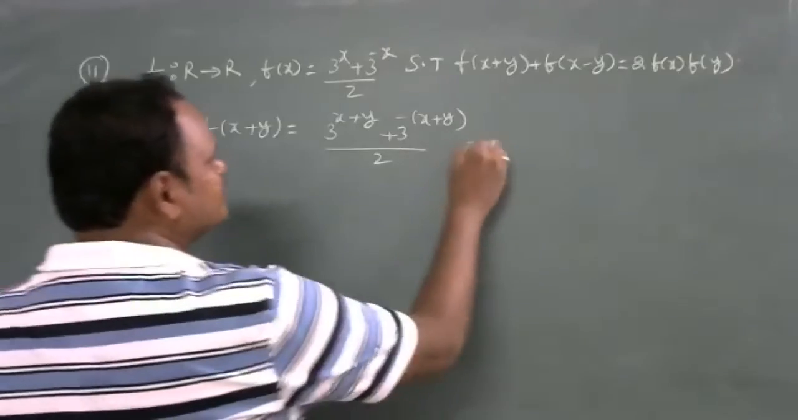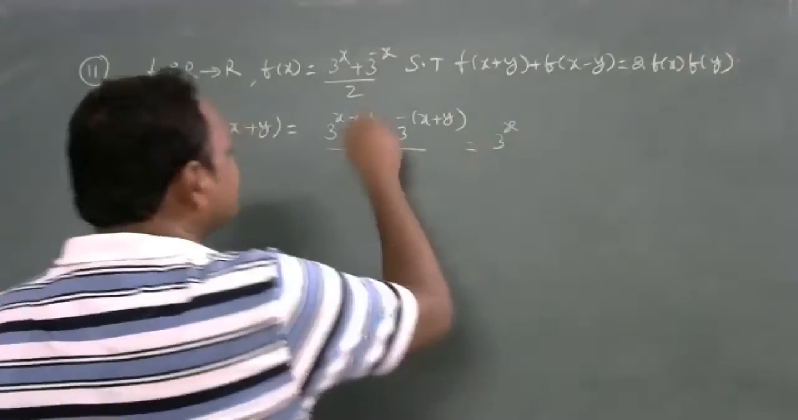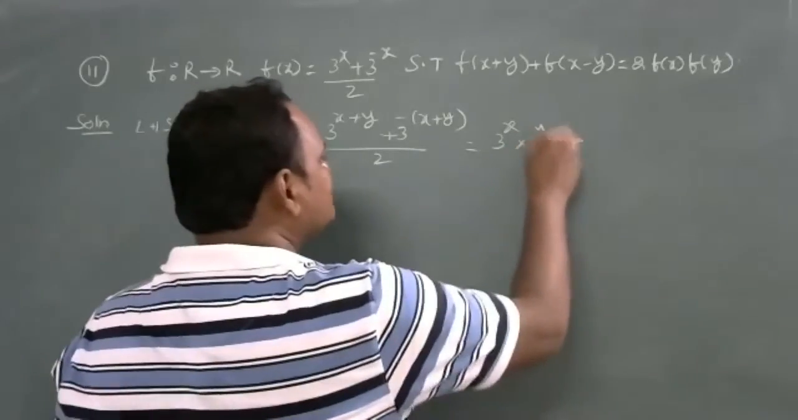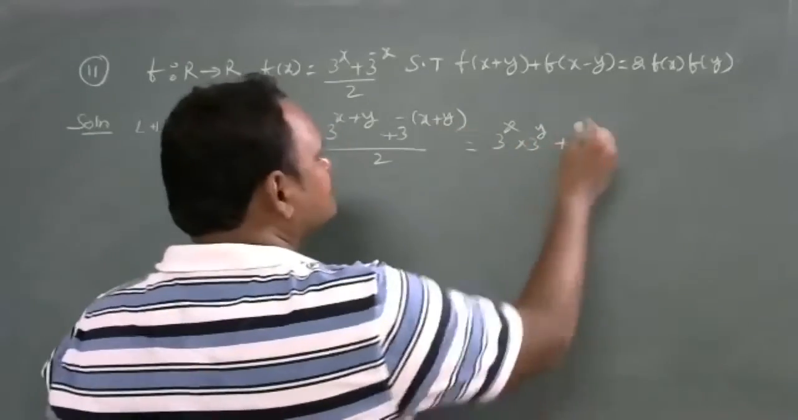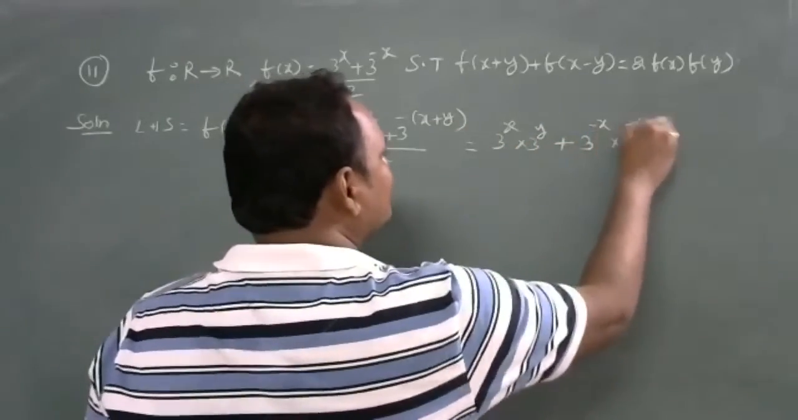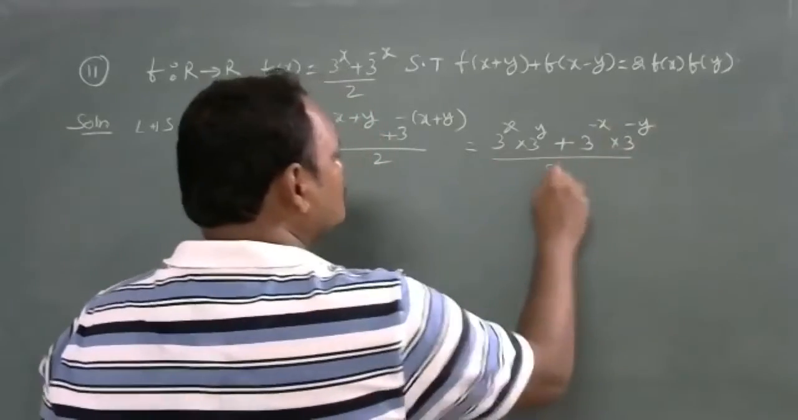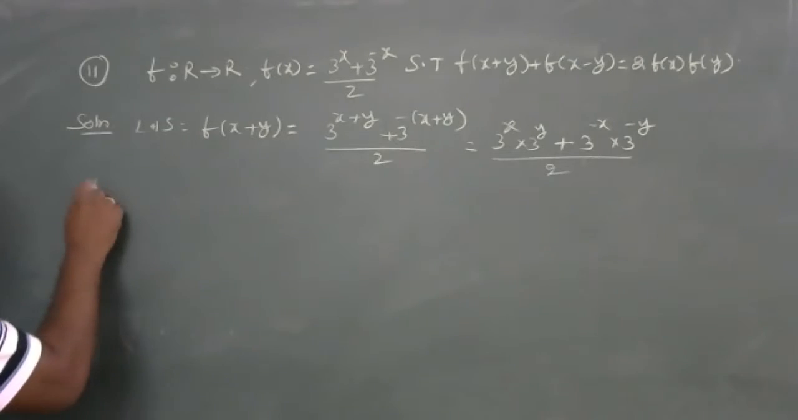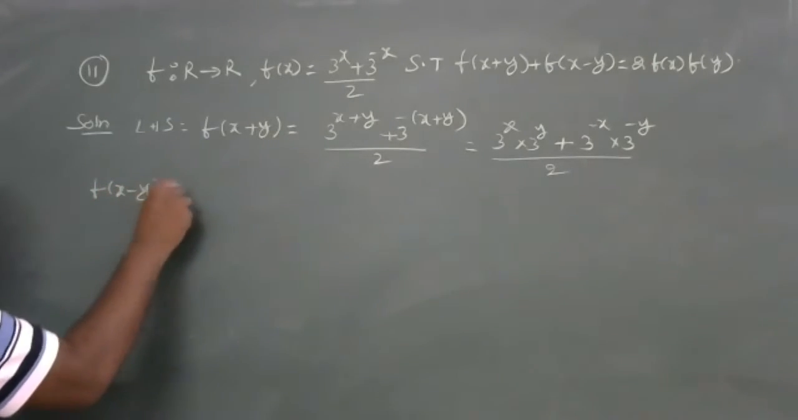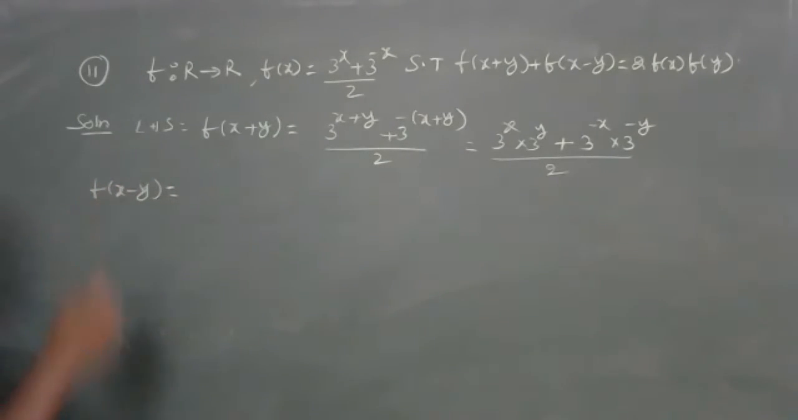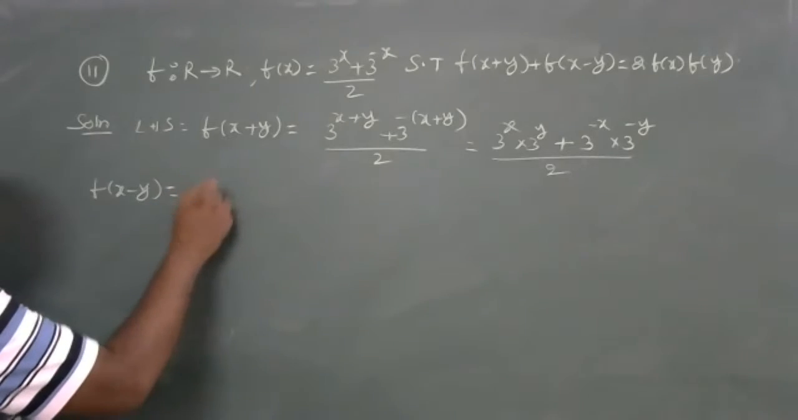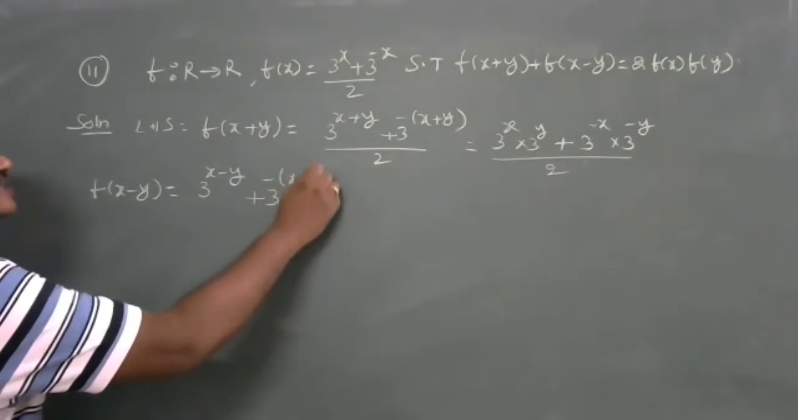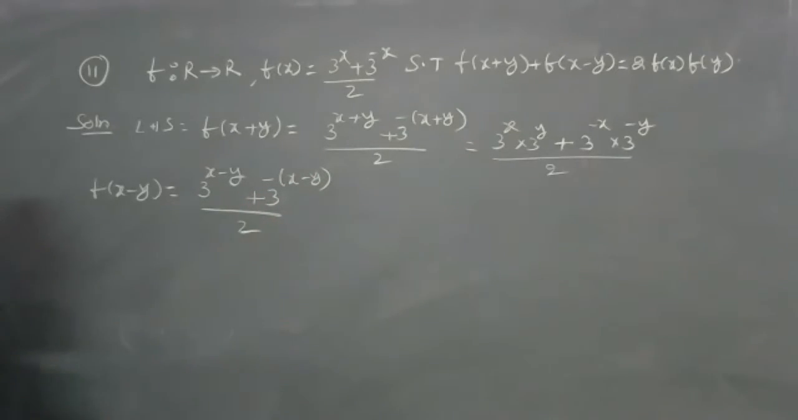And this, of course, my dear students, we can easily write 3^(x+y) as 3^x into 3^y, plus this also 3^(-x) into 3^(-y), whole by 2. You can write like this. Fine. Next, what we have here is f(x - y). f(x - y) means wherever x is there, we can replace it by x - y. That means 3^(x-y) + 3^(-(x-y)) by 2, like this.